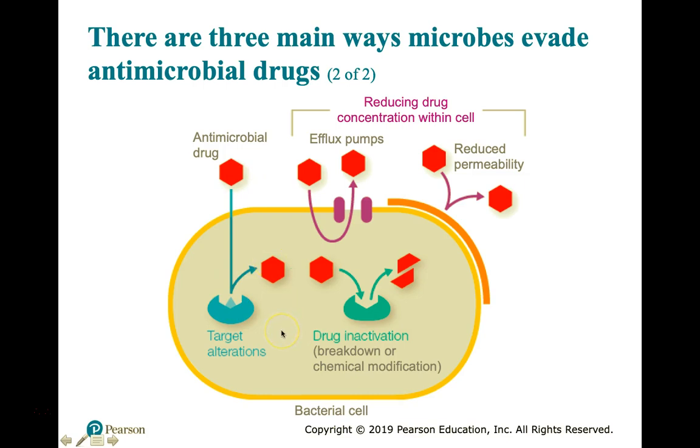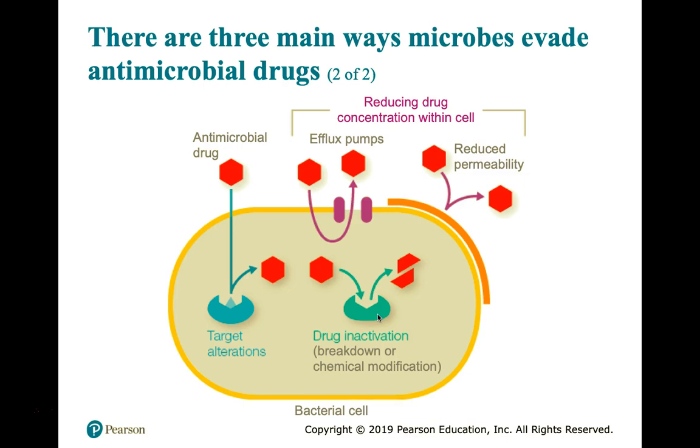So changing the target site just a little, not even a lot, just a little, is enough to prevent the antimicrobial drug from binding. Drug inactivation. There are some really good examples of this for penicillin, for instance. Penicillin has the ability to break down the cell wall, right? But they have a very specific structure. They have what we call beta-lactam rings. So in their chemical structure, they have rings.